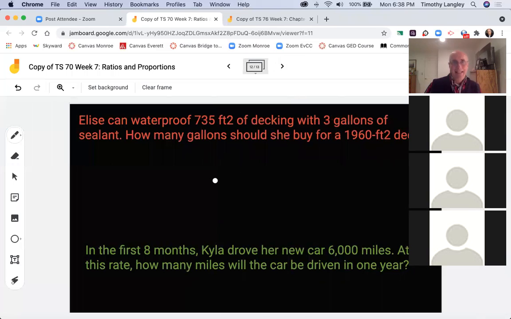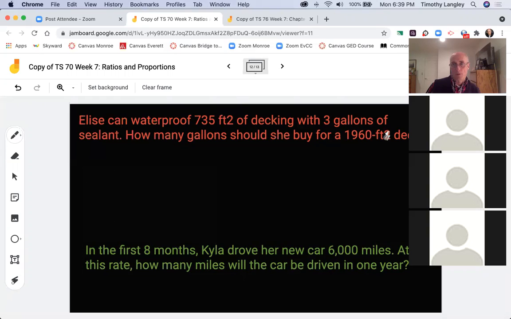Moving on. Elise can waterproof 735 feet of decking with 3 gallons. And they want to know how many gallons she needs to do a 1,960 foot deck.